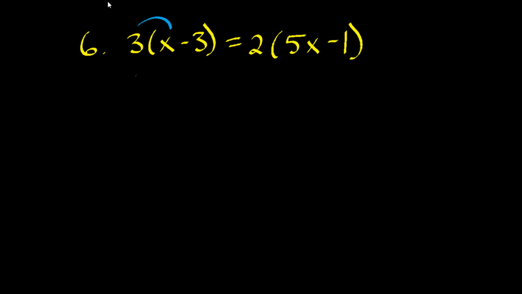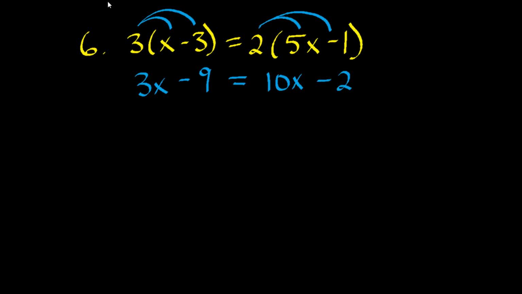3 times x is 3x. 3 times negative 3 is negative 9. We could write that as minus 9. 2 times 5x is 10x, and 2 times negative 1 is minus 2. Next, we see that we have x's on both sides of the equation.